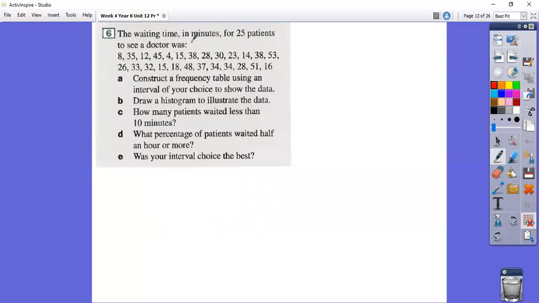Question 6, the waiting time in minutes for 25 patients at the doctor's is recorded here. So construct a frequency table using intervals. So you have to do the table first, you know, like your tally chart table.